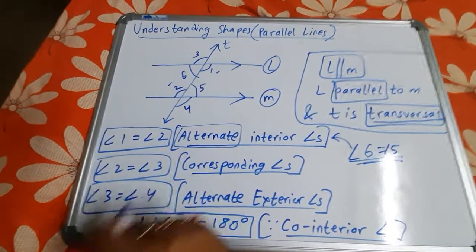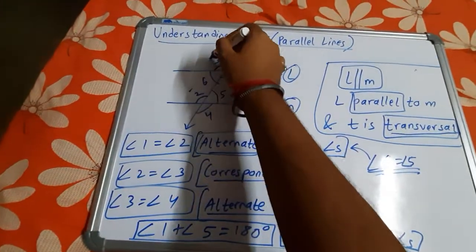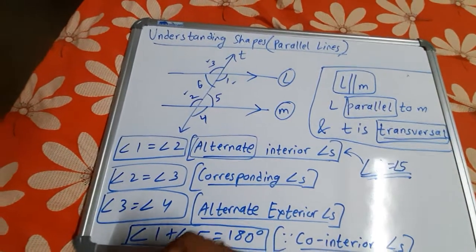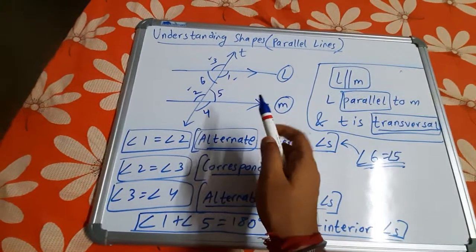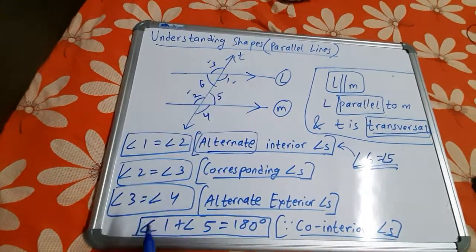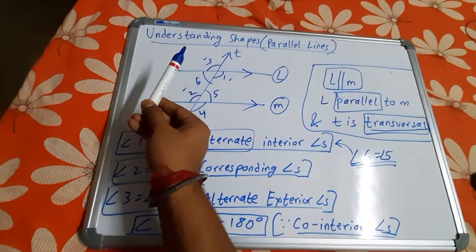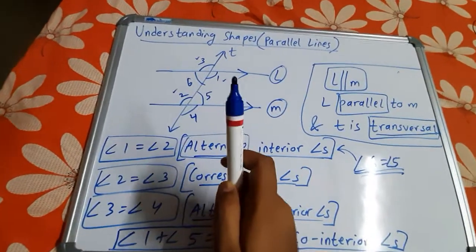Next comes the corresponding angles. Now see, angle 2 and angle 3 are called corresponding angles. Okay, why are they called corresponding angles? Because see, the property of corresponding angles: this is the transversal, and you have to take only one side, either the left hand side or the right hand side. You have to take any one at a time.